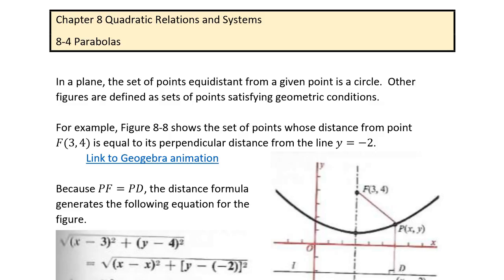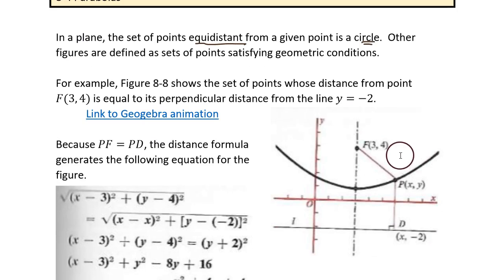This video is for lesson 8-4 about parabolas. Parabolas is something that we saw in an earlier chapter when we graphed quadratic equations. We just learned in the last section that the set of points that are equidistant from a given point is a circle. There are other geometric figures that can also be defined as sets of points that satisfy certain conditions.